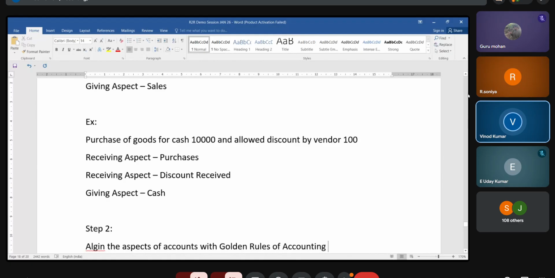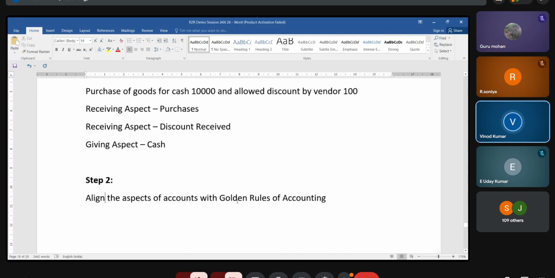Yes, believe me, yesterday I gave one interview for 9+ years experience. Even in that interview, they asked the question, what are the golden rules of accounting, guys? It's a very basic and a very important thing.